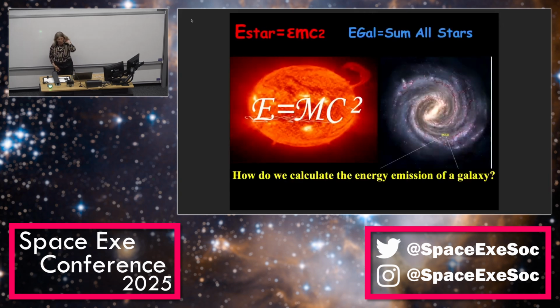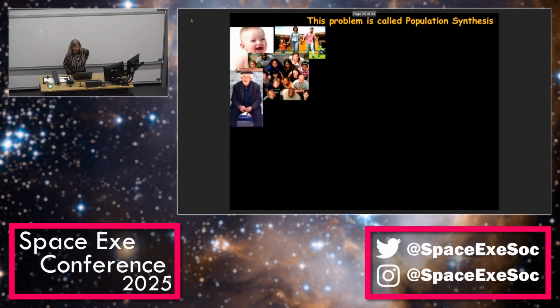So, in principle, to calculate the total energy emission of any arbitrary galaxy, you immediately conclude that you have to find a way to integrate over the total emission of all the stars in that galaxy. A work that you can only do theoretically, because stars can be resolved from Earth only in the Milky Way and in a few galaxies around us. But when you go far away at cosmological distance, a galaxy appears just a blob of light in the sky. So, this is a problem that astronomers started to think about in the 70s. How can we calculate and predict the energy emission of an entire galaxy? And that's a problem that is called population synthesis.